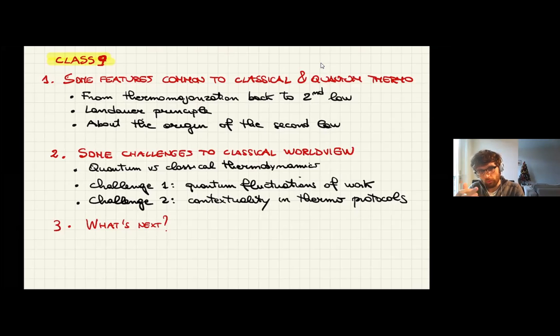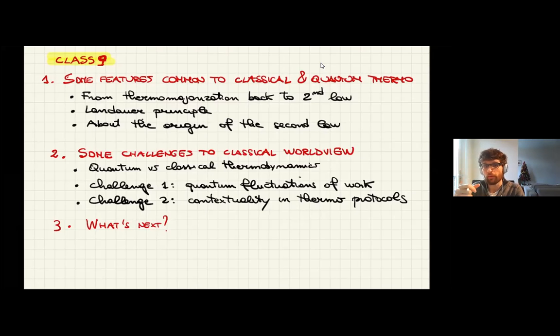In this class, there will be two parts. In the first part, we will see certain features that we discussed also in some of the previous classes and Nicole discussed. And we will see that to an extent, these are common to classical and quantum scenarios. First of all, I would like to quickly connect thermomajorization to the second law so that we conclude that part, and we see the standing of thermomajorization: why do these strange constraints emerge? Is it because of quantum mechanics or other reasons? We will see Landauer's principle. We will see how it is common to classical and quantum theories.